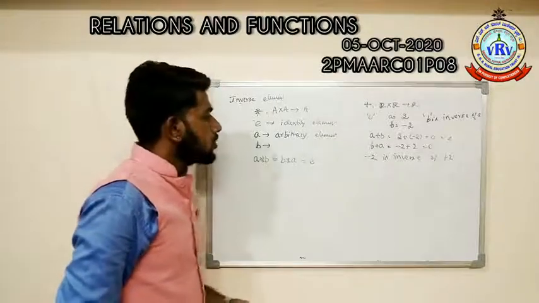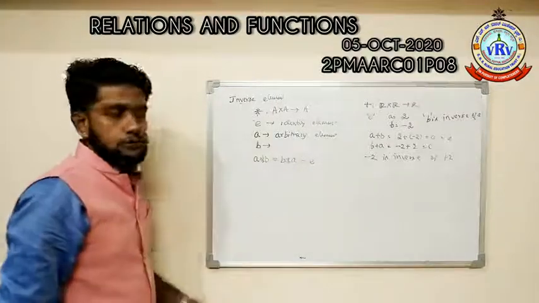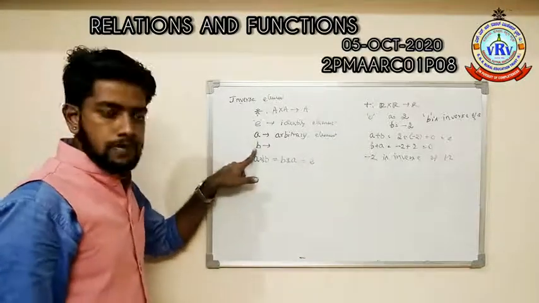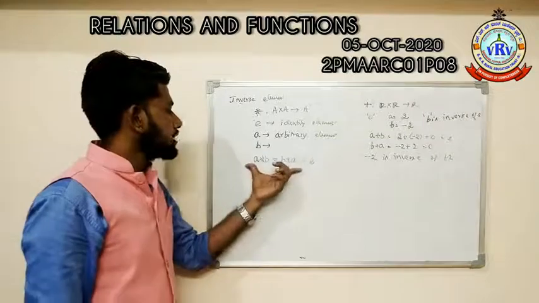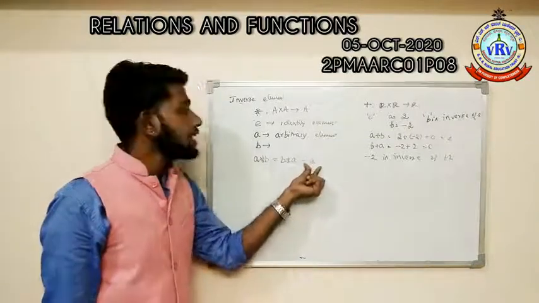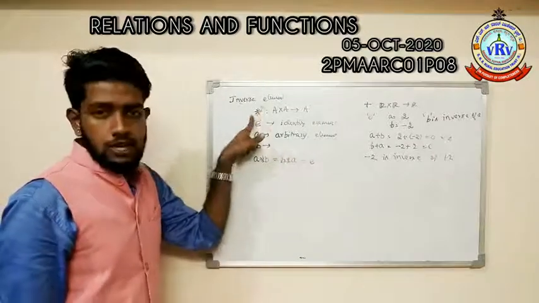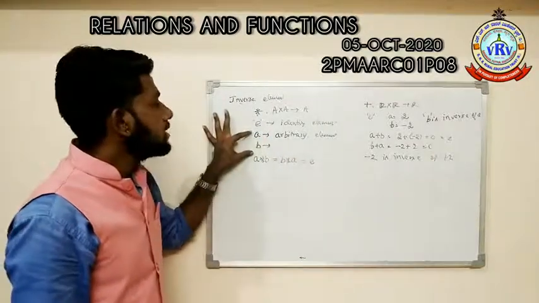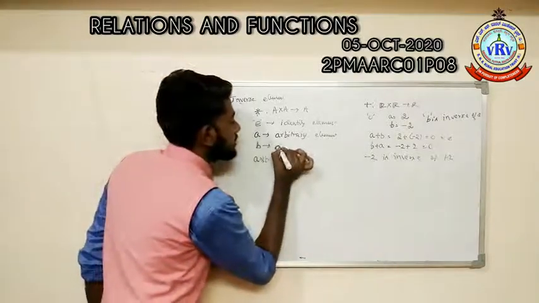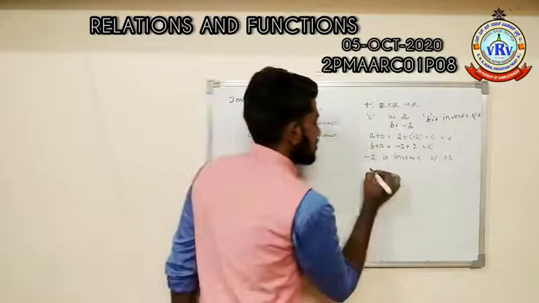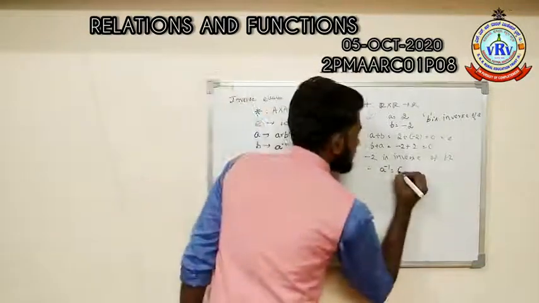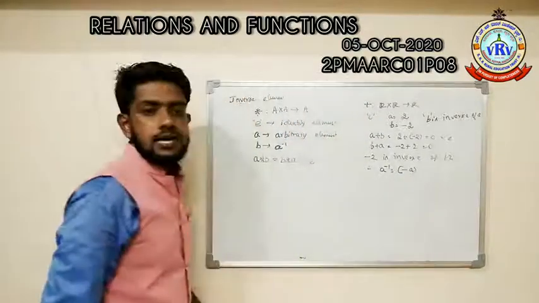Okay, so now let me come to the definition. You are choosing one element. If there exists one more element B satisfying A star B which is equal to B star A which is equal to the identity element of the set A under the binary operation star, then B is the inverse element of A, which is denoted by the symbol A power minus 1.